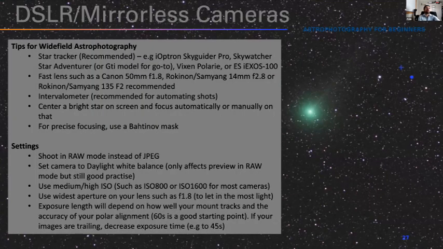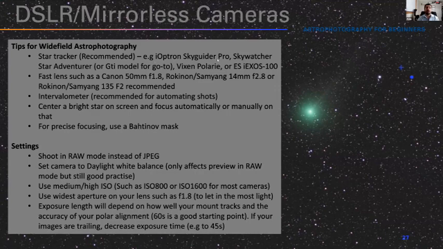So some recommendations for wide field astrophotography is, of course, to use a star tracker. It's recommended. You don't need it. I've taken some pretty good images with just a wide field lens on a stationary tripod. But in that case, you have to take a lot of images and the sky will be moving relative to you because your tripod is stationary. And that's how I started out. And that's what I did for many years when I didn't have a star tracker. But if you're able to get a star tracker, highly recommend it.